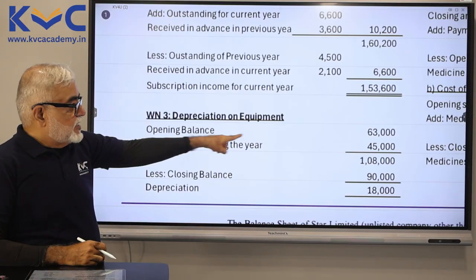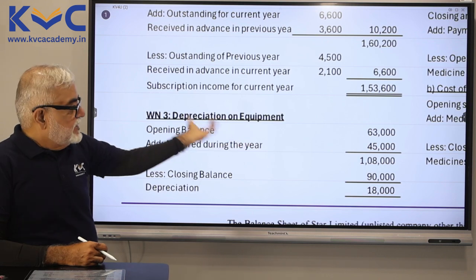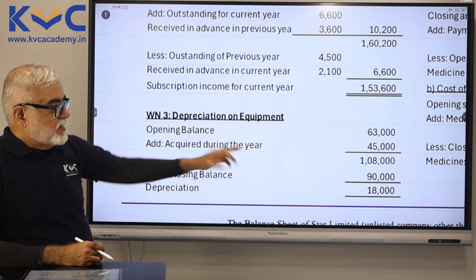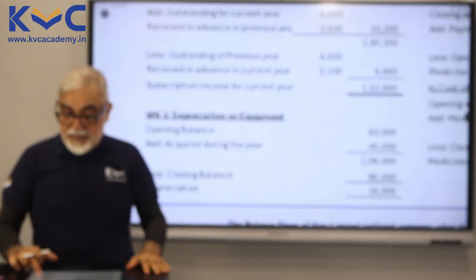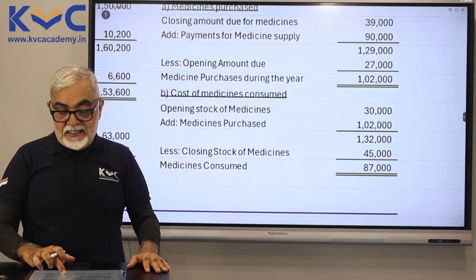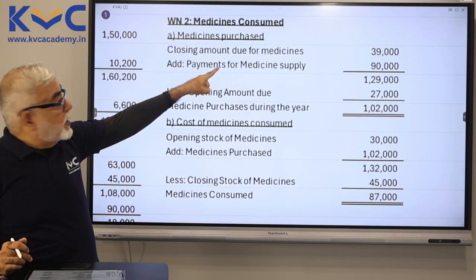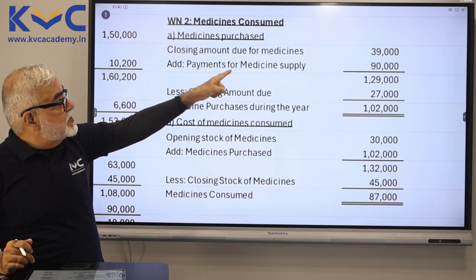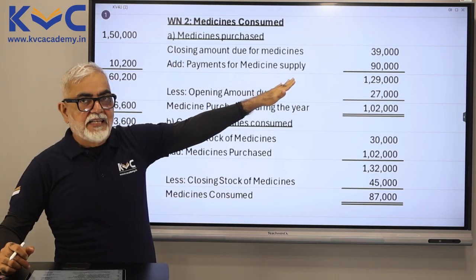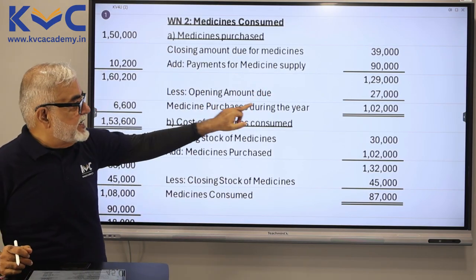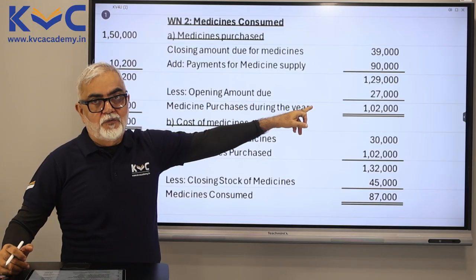Equipment, the opening balance is given as 63,000. Additions were shown at 45,000, but the closing balance was given 90,000. The difference has to be taken as depreciation. Then, about the medicines. Medicines purchased, how do I calculate? The closing balance due is 39,000 to the creditors. I have made payments of 90,000 and the opening balance was 27,000. Therefore, total purchases for the period is 1,02,000.